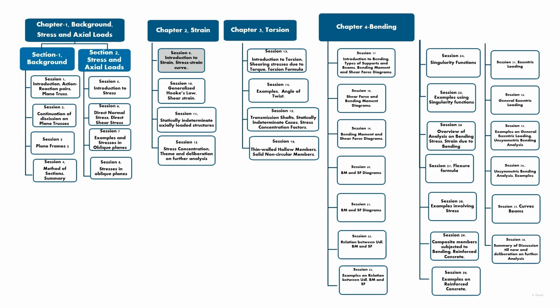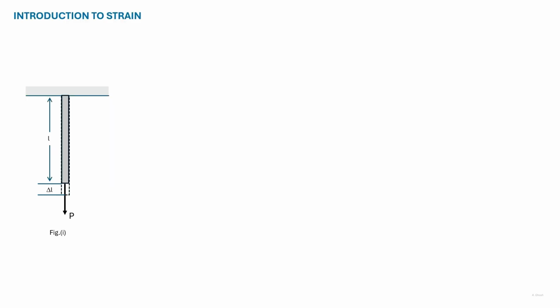This is the roadmap, and we can see where we are in the overall scheme of things. We are starting chapter 2, and we are in session 9 as shown. We now introduce strain.